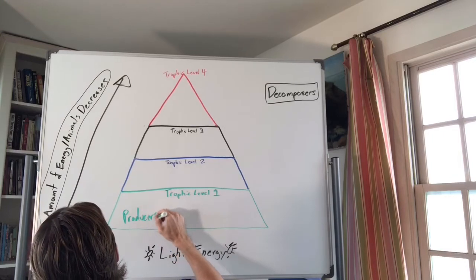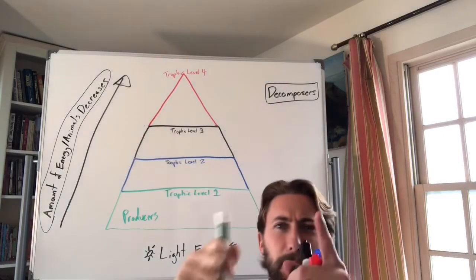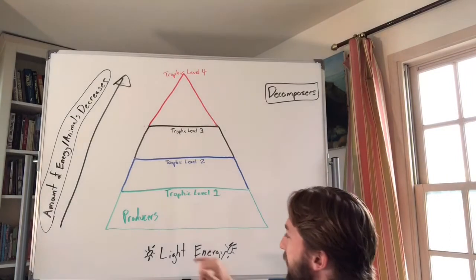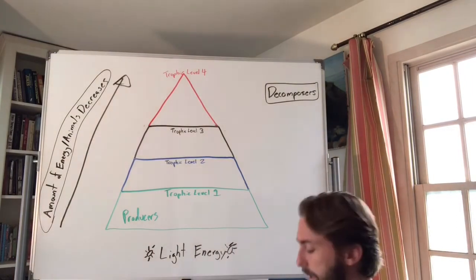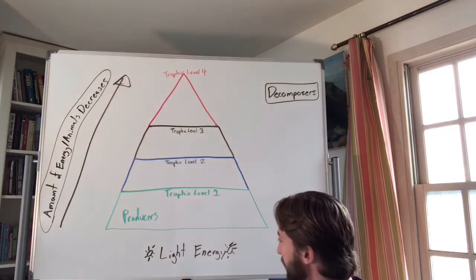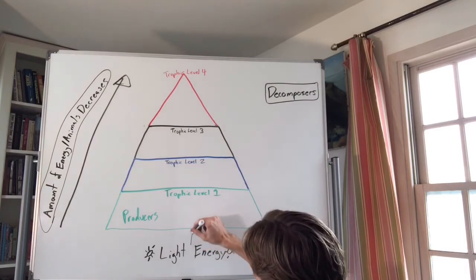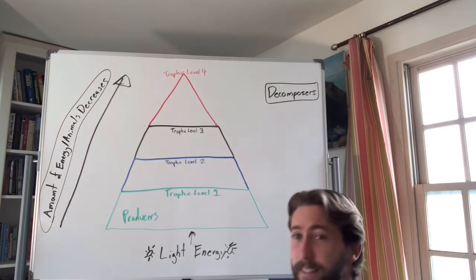Producers. Why do we find the producers first? Because they do photosynthesis, guys. Yes, they have to take the energy from the light from the sun, right? So we got light energy, which kind of starts this whole process off.